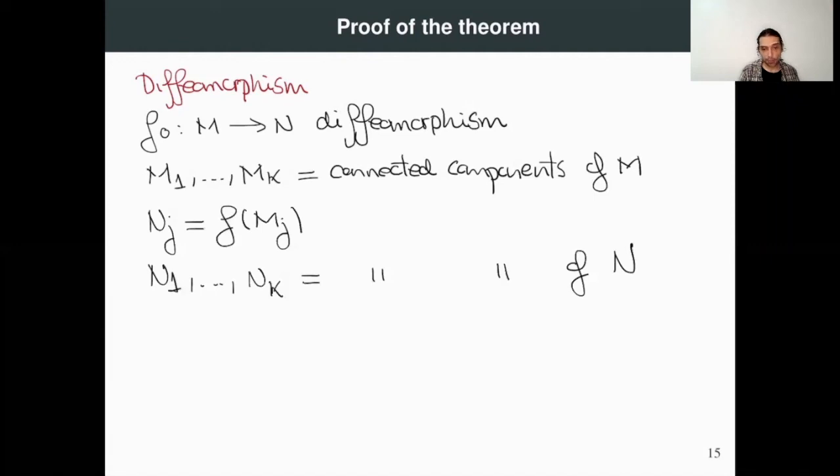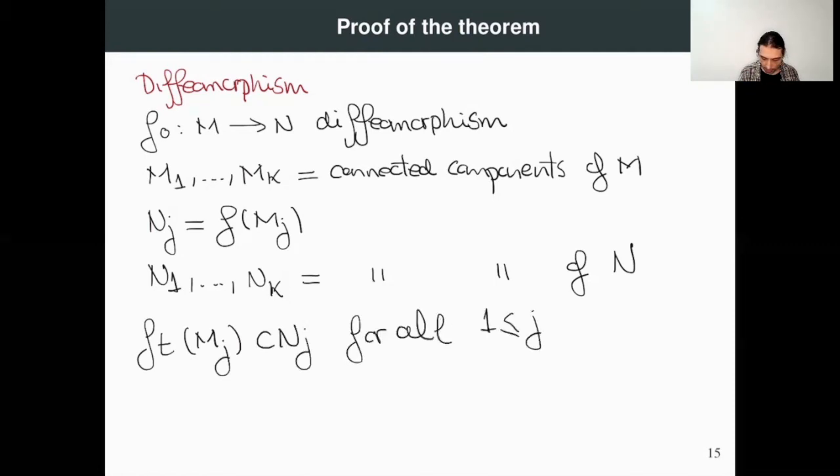And what happens is that if we consider a homotopy and we perturb F0 a little bit, what's going to happen is that Ft of Mj is going to be contained in Nj for all j bigger or equal than 1 and smaller or equal than k, and t close to 0.